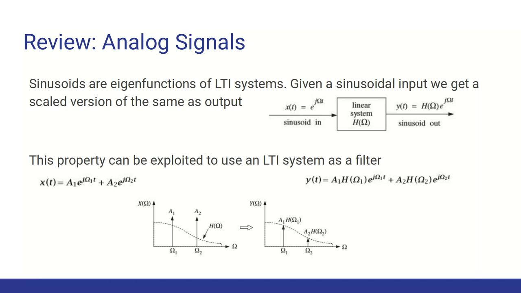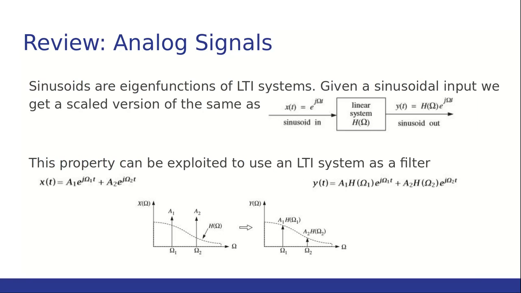So let's take a signal x of t, which is sum of two complex sinusoids, and y of t being the output of the LTI system gives out a scaled version of the input. So as we have already seen, y of omega would be a product of x of omega and h of omega. We can design our system such that h of omega 1 would be 1 and h of omega 2 would be 0, resulting in this spectrum being eliminated.